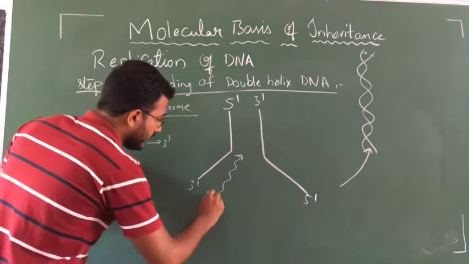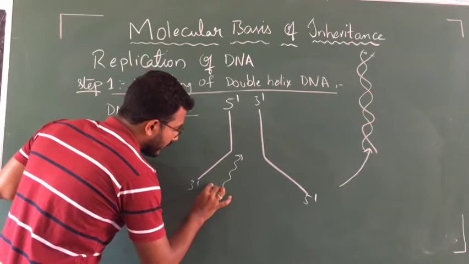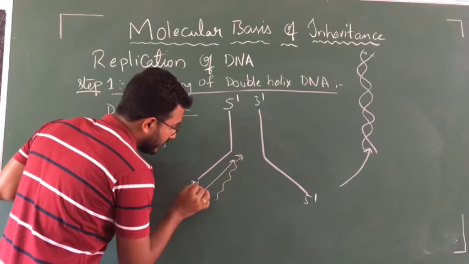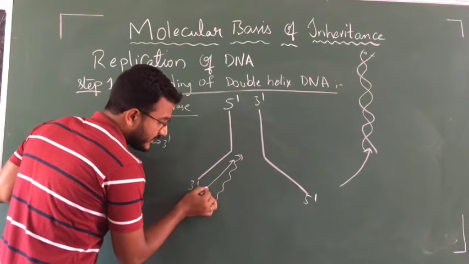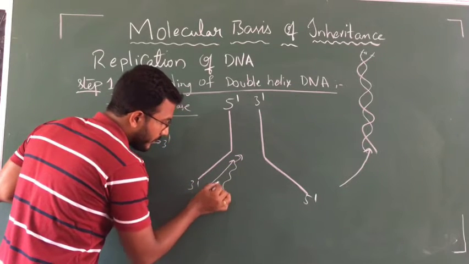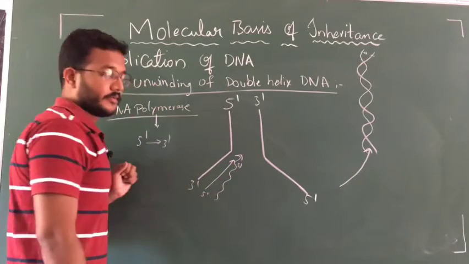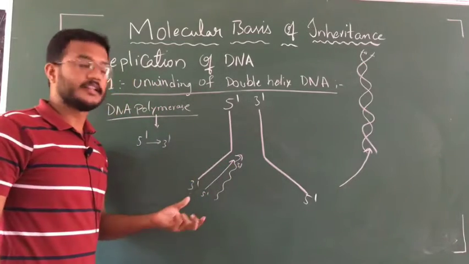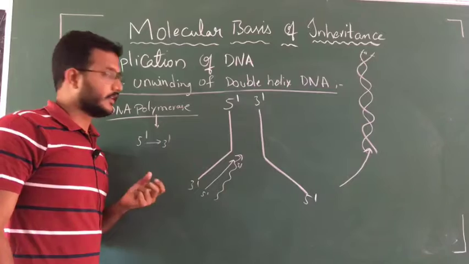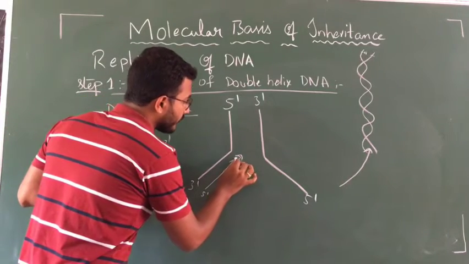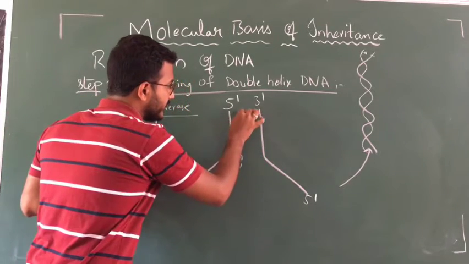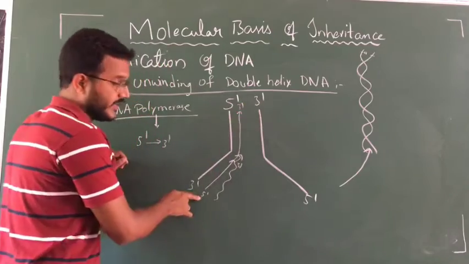For example, the DNA polymerase starts synthesizing in this direction because if this is 3 prime end and this is the new strand, this will be the 5 prime end and this will be the 3 prime end. So then only the complementary will be established. And again, slowly, like this. So here 3 prime end. This here 5 prime end.